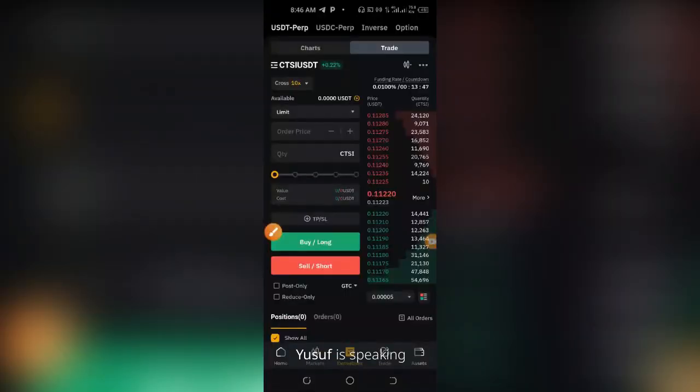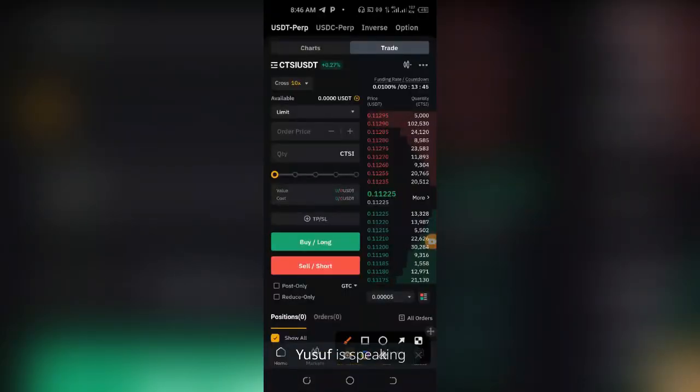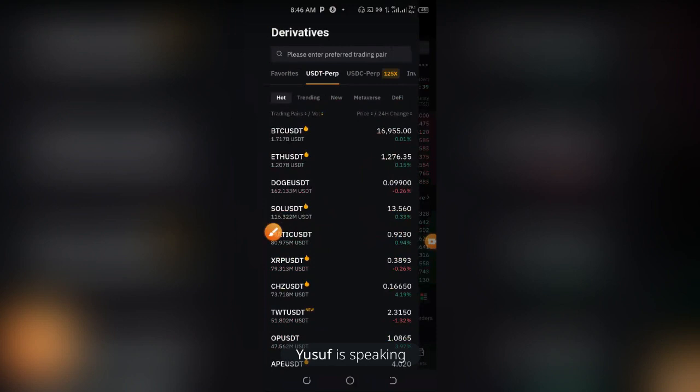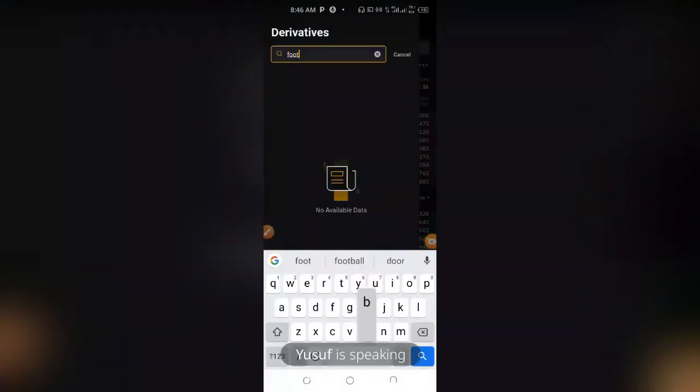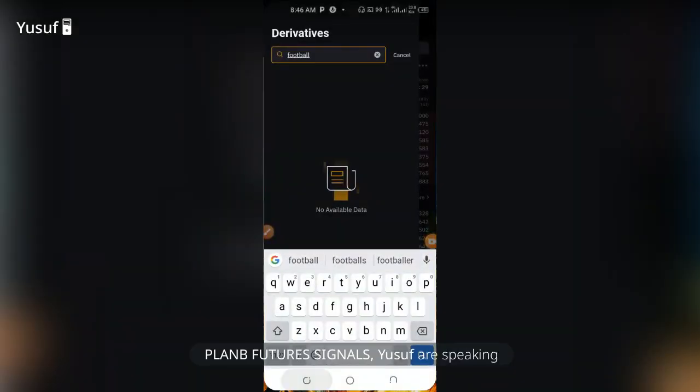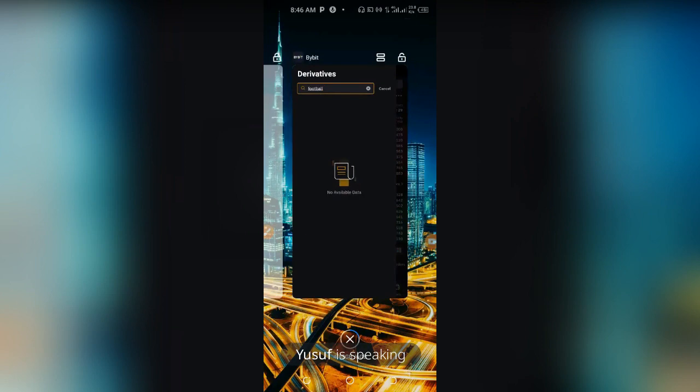You just come and click on these pairs. You search for football USDT. I'm not sure this coin is listed. It's not listed on Bybit. Yeah, that one's okay. It's not listed. Let's look for another one.